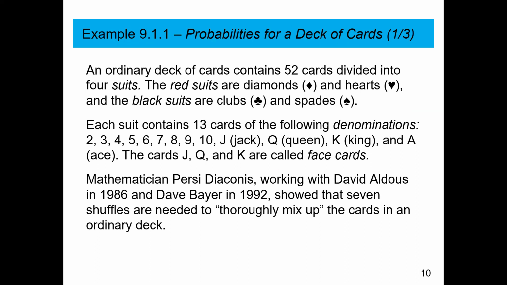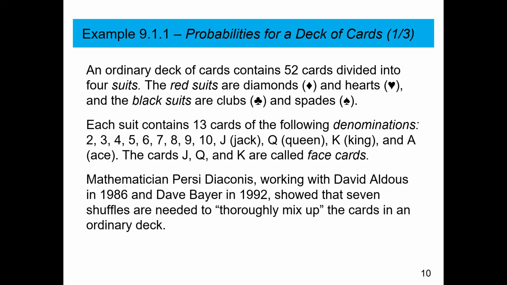In the following, it calls them denominations. I call them values. And 2, 3, 4, 5, 6, 7, 8, 9, 10, Jack, Queen, King, Ace. And often we call the Jack, King, Queen face cards, because they actually have faces on them. The Ace, again, we're not putting a value, we're just calling a number here. Sometimes people consider Ace low, Ace high. There's a lot of different card games, but we're just going with what's likely of things happening. So an interesting fact: the mathematician Persi Diaconis worked with David Aldous and David Bayer to show that 7 shuffles are needed to thoroughly mix up cards in an ordinary deck.